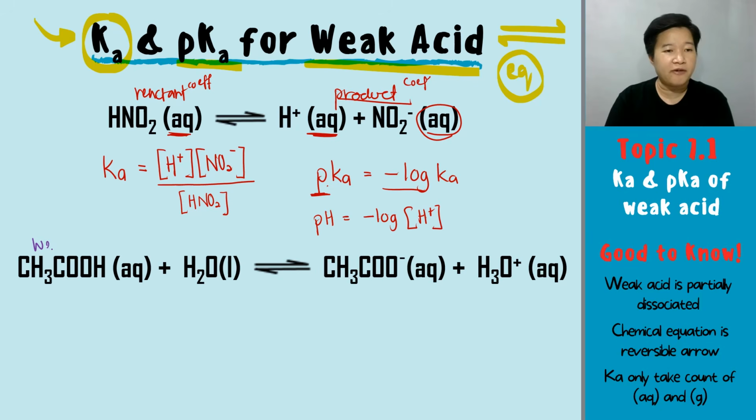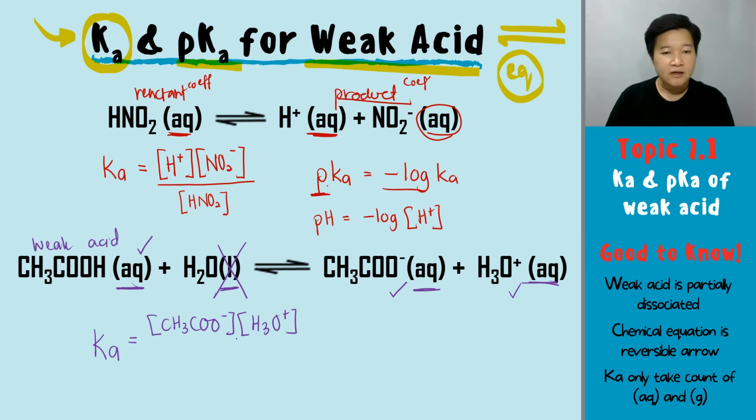It's the same thing. I still have my weak acid, and we are still going to write the Ka. Looking at the equation, that is my aqueous, I will take it. That is my liquid, so please ignore the liquid. It's an aqueous, we will take it. Make sure the equation is balanced. Okay? Therefore, from this chemical equation of my weak acid, my Ka equals my product, CH3COO minus times the concentration of H3O plus, over the concentration of CH3COOH.